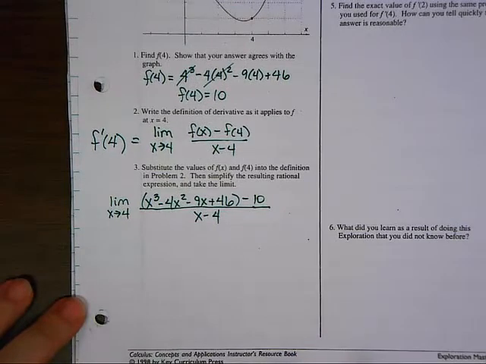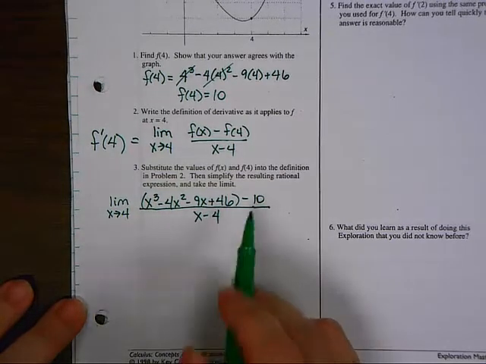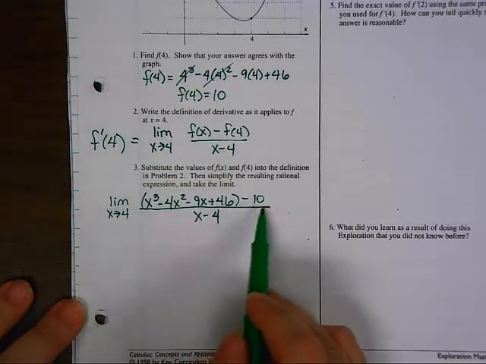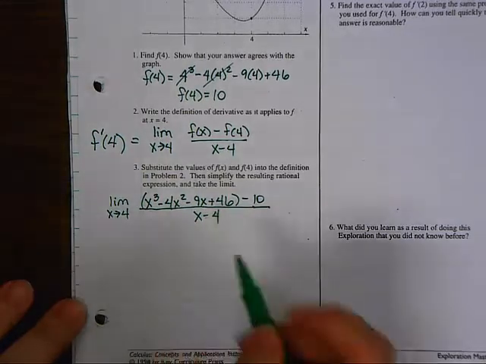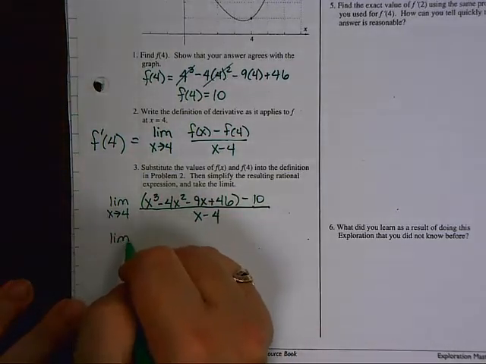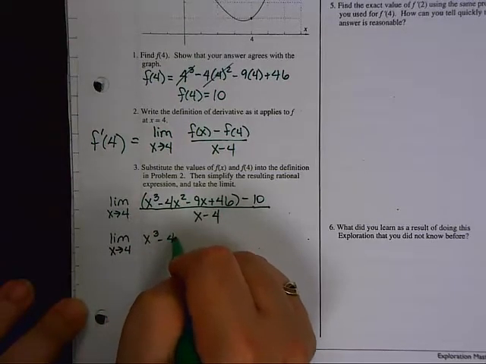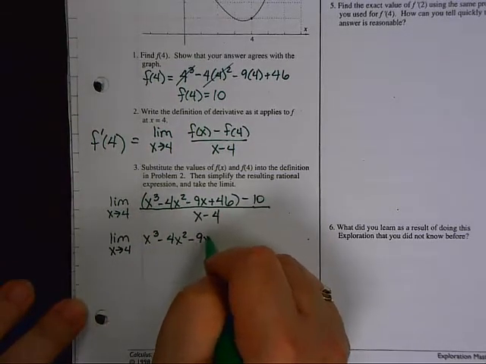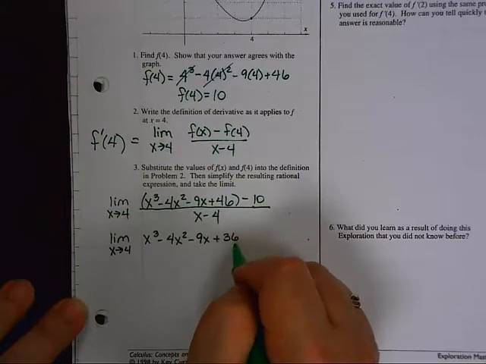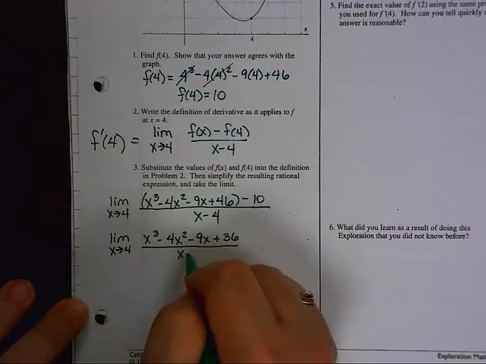Now, that doesn't look like too bad of a limit to do. Okay, what can I do to clean it up first thing? Can I combine the 46 and the 10? Yeah, I really don't need those parentheses, so let's do that. Limit x approaches 4, x cubed minus 4x squared minus 9x plus 36 over x minus 4.